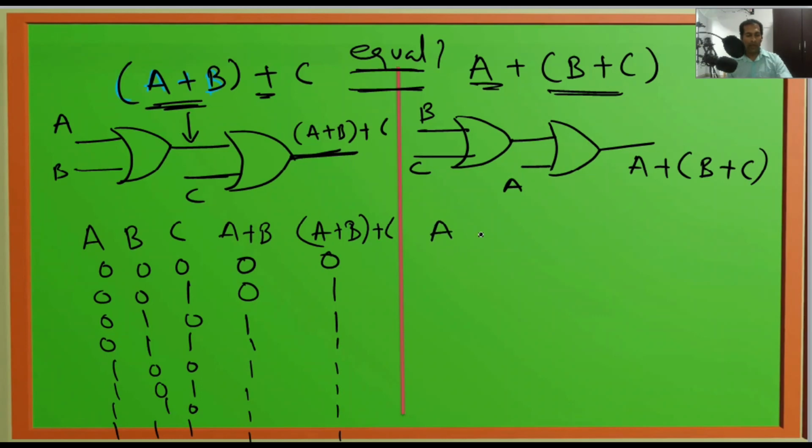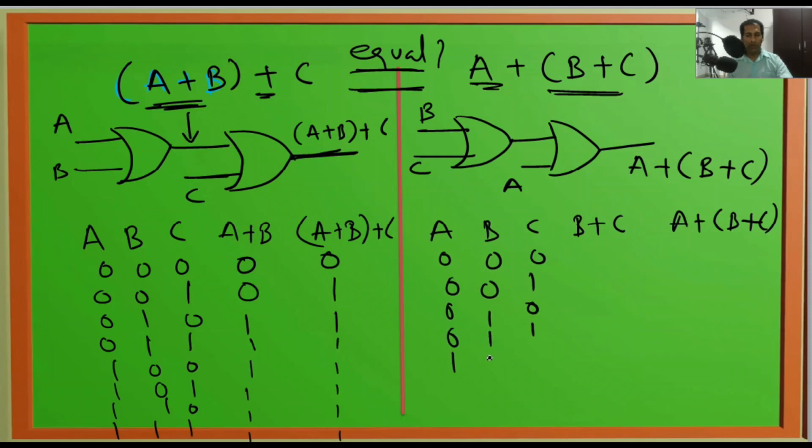Where we'll have A, again we have input B, input C, then intermediate stage B plus C, and finally A plus B plus C. Their combination: 0 0 0, 0 0 1, 0 1 0, 0 1 1, 1 0 0, 1 0 1, 1 1 0, 1 1 1.